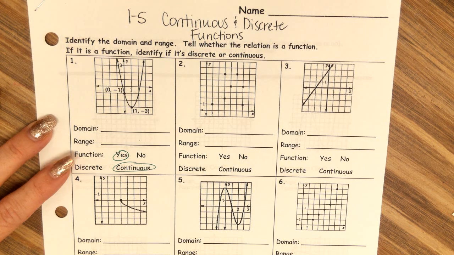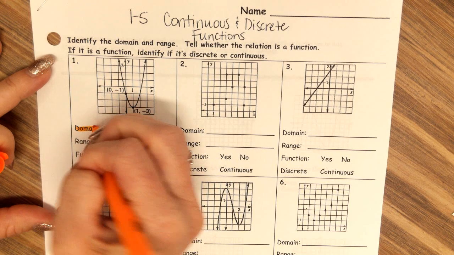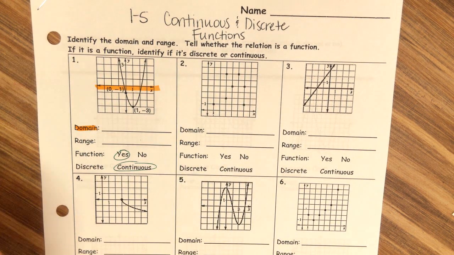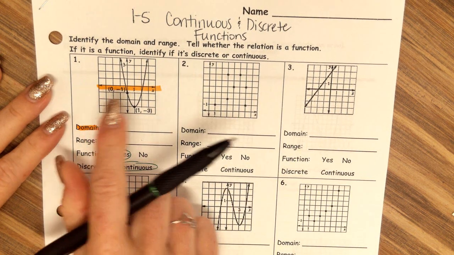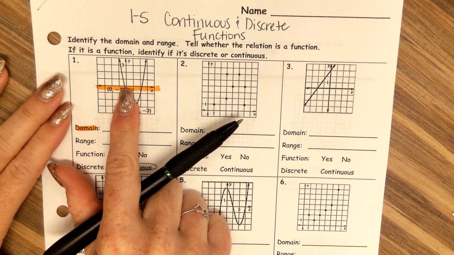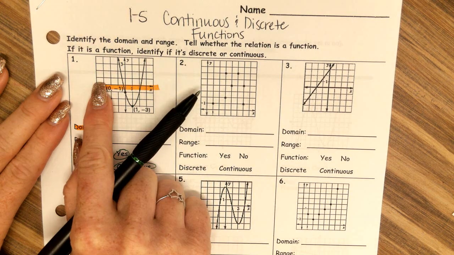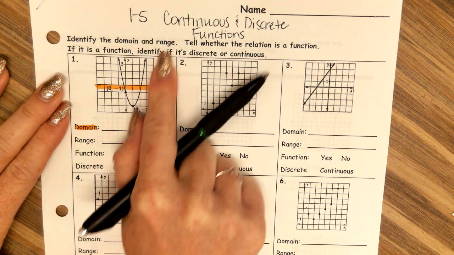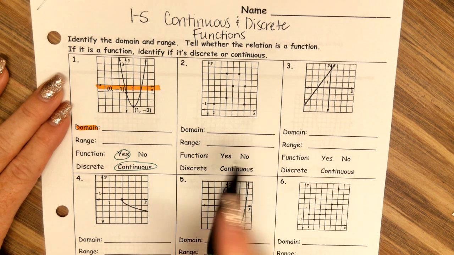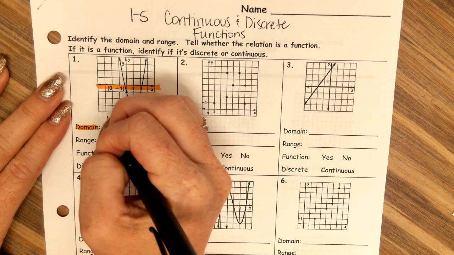Is it a function? Yes. I'm going to highlight the x-axis for the domain, and I'm going to look from left to right. Is there a stopping point going left, or is it going to keep going left forever? Okay. Is there a stopping point to the right, or is it going to keep going forever? So my domain is all real numbers.